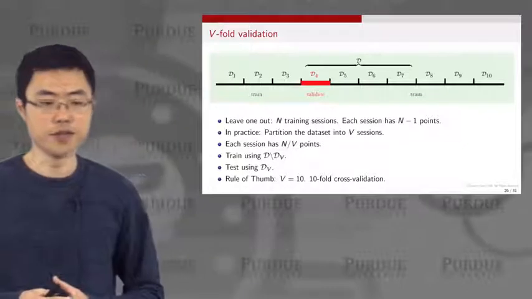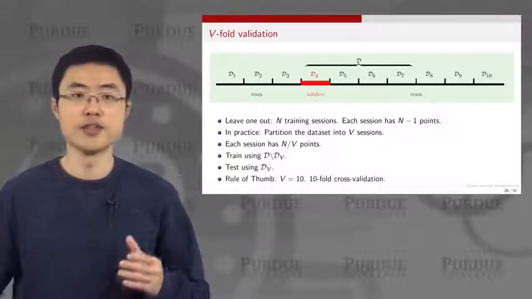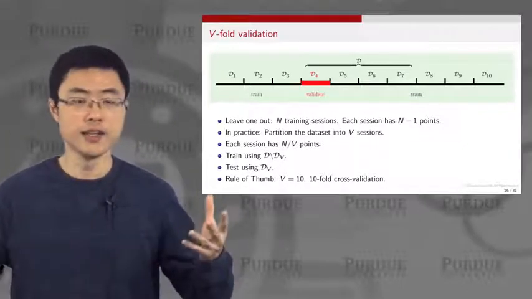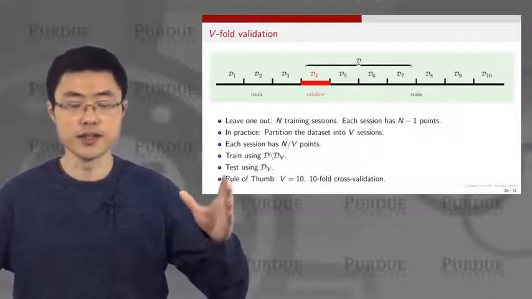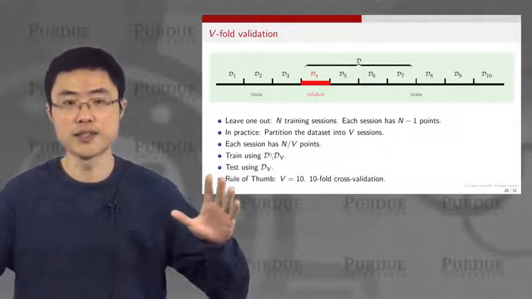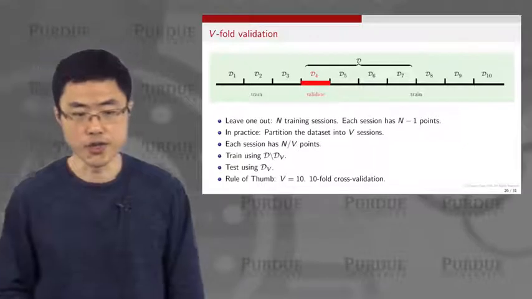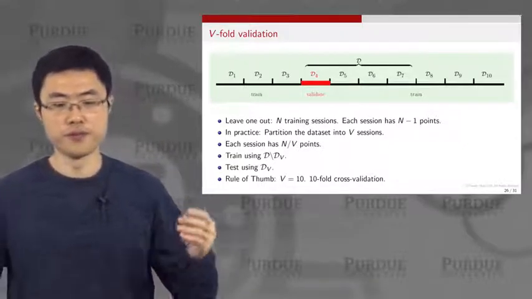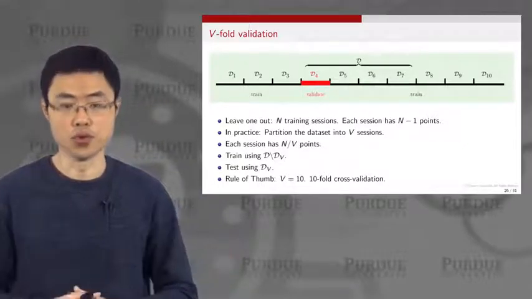The rule of thumb for choosing this V-fold cross-validation is normally to choose V to be 10. Now, again, this is a heuristic. It is more based on our experience than any mathematical justification. Usually, V equals 10 is a good choice.